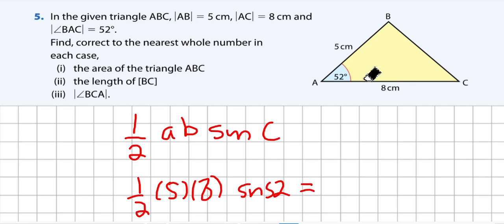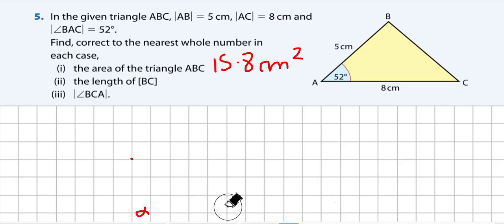So what you get? 15.8. Have we got 15.8? Yeah. 15.8 centimeters squared. Okay, guys. Next question. Is it a length or angle question? Question 2. Length or angle question for question 2? Length. So we call this x, will we?